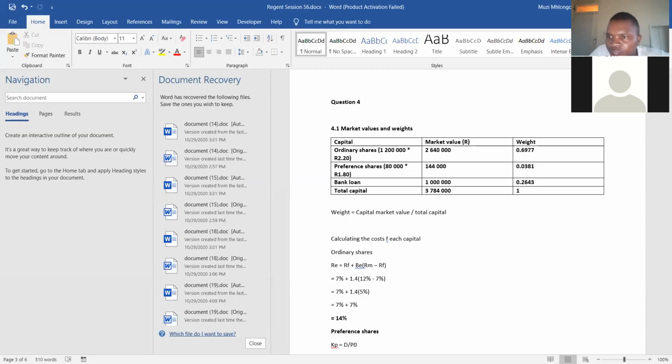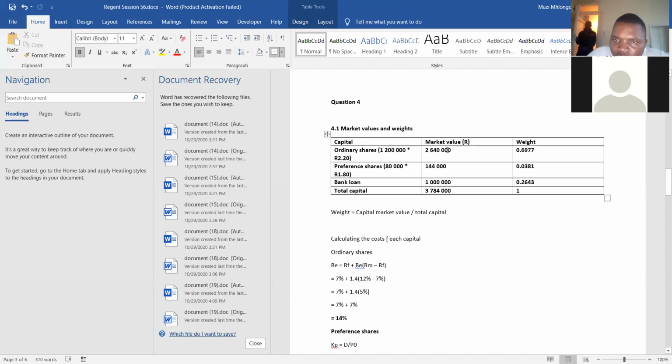I hope you can see my cursor over there. Yeah, perfect. Yeah, this is the exact paper, the assignment. You see what we did here? We multiply this by 220 and we get this market value. Preference shares, we multiply 80,000 by 180 and we get this value. Bank loan, we just put that 1 million as it is.